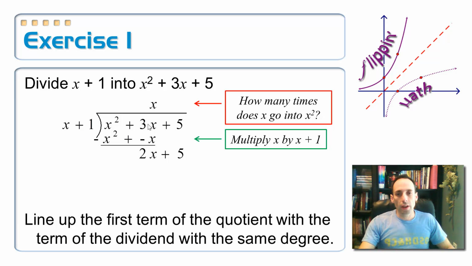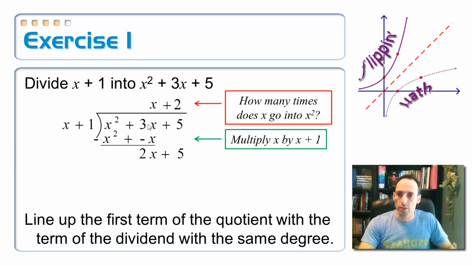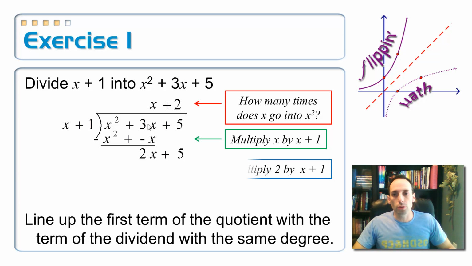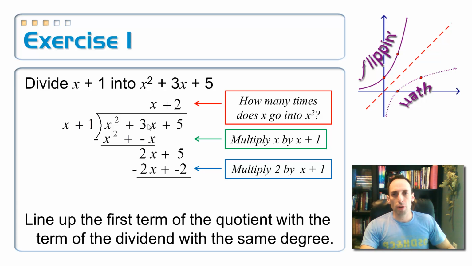And then again, I ask myself, how many times does x go into 2x? In other words, what do you have to multiply x by to get 2x? I have to multiply it by 2. Put a plus 2 there, because it's a positive 2. Now what do I do with that 2? I'm going to multiply the 2 times x plus 1. So 2 times x plus 1 is going to give me 2x plus 2, right? And then I'm supposed to subtract these things. So switch both of the signs. When I subtract, 2x minus 2x is gone. 5 minus 2 gives me a remainder of 3.